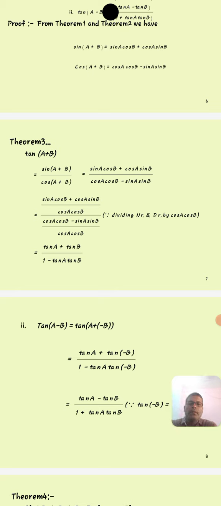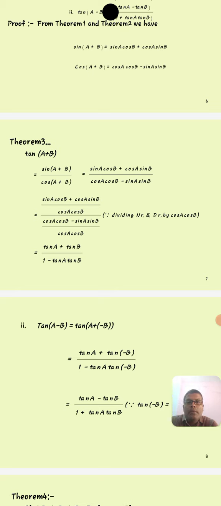So finally we get the result, what? Tan a plus tan b divided by 1 minus tan a tan b. This is the formula of tan of a plus b. So you have to remember the formula of tan of a plus b is what? Tan a plus tan b divided by 1 minus tan a into tan b. How to get this proof? Using the proofs of theorem 1 and theorem 2, using the proofs of sin of a plus b formula and cos of a plus b formula.